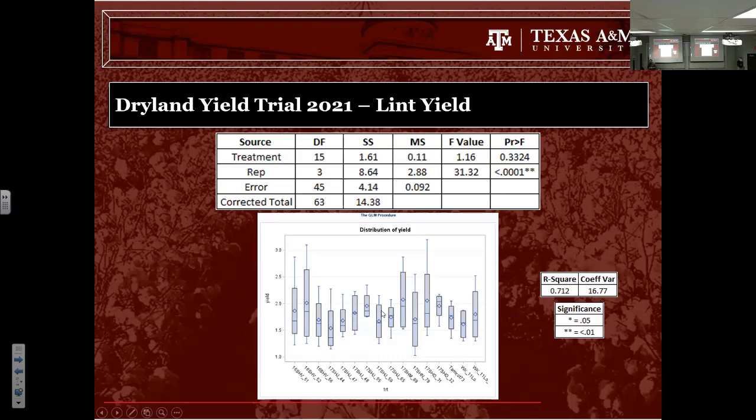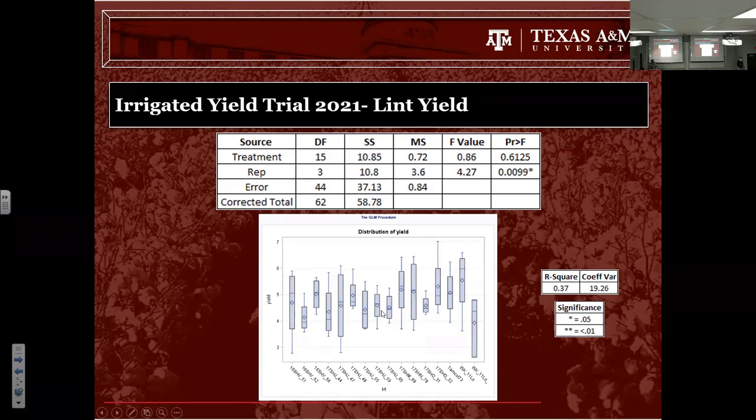Jumping into some results, we have the dry land yield trial. As we can see here, we do not have any significance in treatment. We do in rep, it's highly significant. We have an R squared of 0.712, a CV of 16.77. And then this yield distribution is the average yield per plot in pounds, and these are all the different cultivars that we are using. I'm assuming there is some wide variability, but we're also just working with 1 year of data. So that's what I will attribute that to.